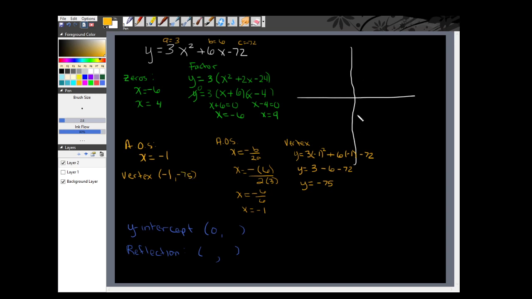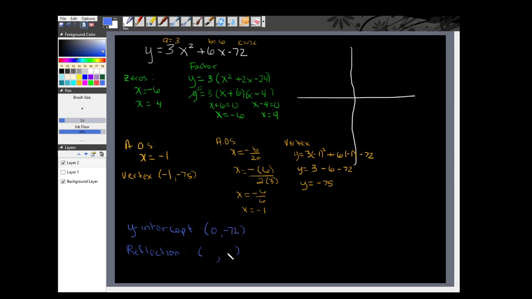So I know when I go to do my graph, I'm not going to be counting by 1s or 2s because I need to go all the way down to negative 75. So I might make my scaling something a little easier, maybe like 10s or something like that. So then looking at my y-intercept, remember my y-intercept is my c value. So my c value here is negative 72.